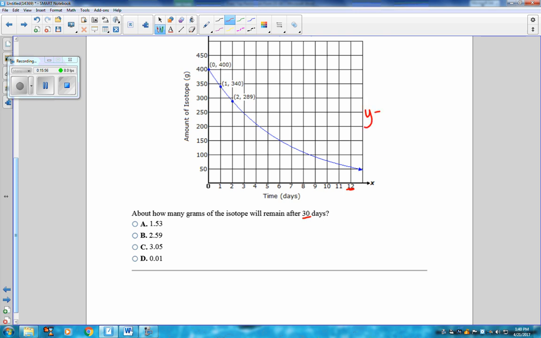I'm going to use y equals a, being my starting y-intercept, which is 400, times b. So I'm going to take 340 and divide by 400 because I have to take my second y and divide by my first. So 340 divided by 400 is 0.85. And then I'm going to put 30 as my exponent. So if I take 400 and I multiply that by 0.85 to the 30th power, I get 3.05. So my answer is C.